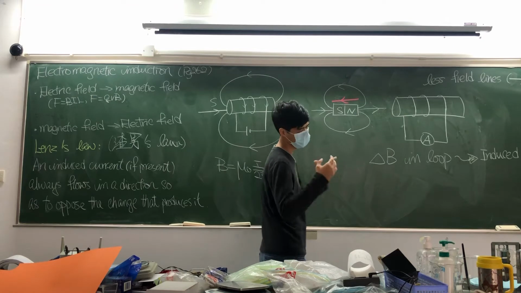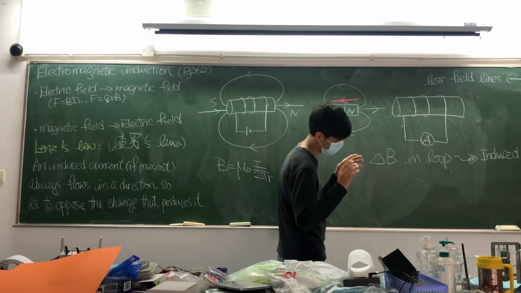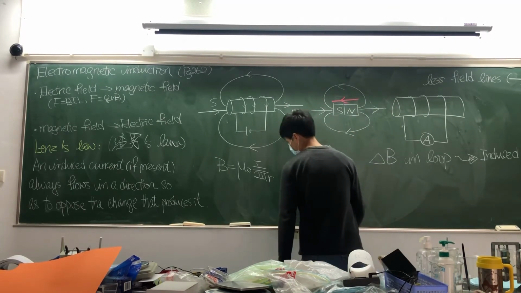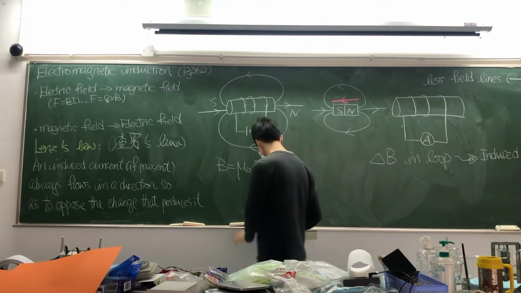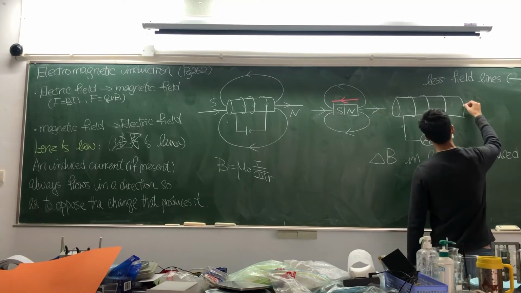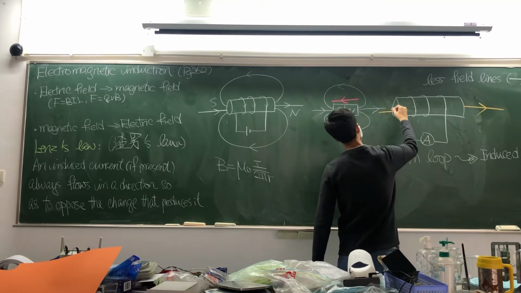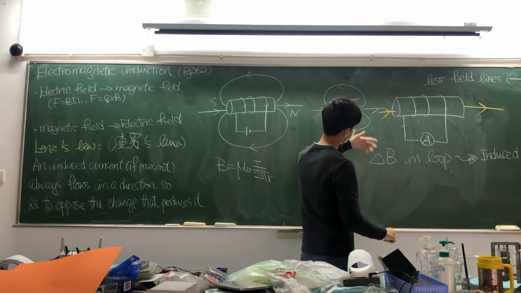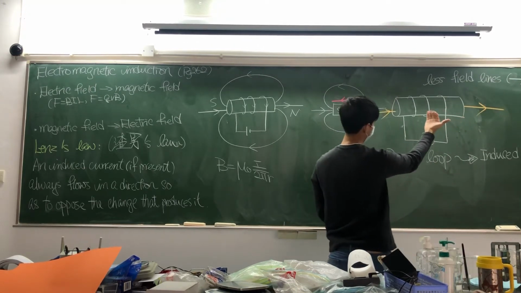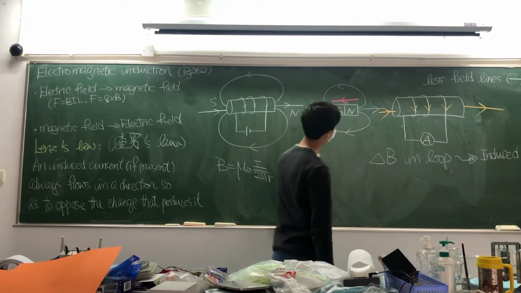Okay, so what will 渣男 do? If you leave him, then he will try to attract you. Okay, so because fewer field lines point to the right hand side, this solenoid will create a magnetic field pointing toward the right hand side. Now you can apply the right hand grip rule. Then you can find the directions of the induced current and see what will happen.